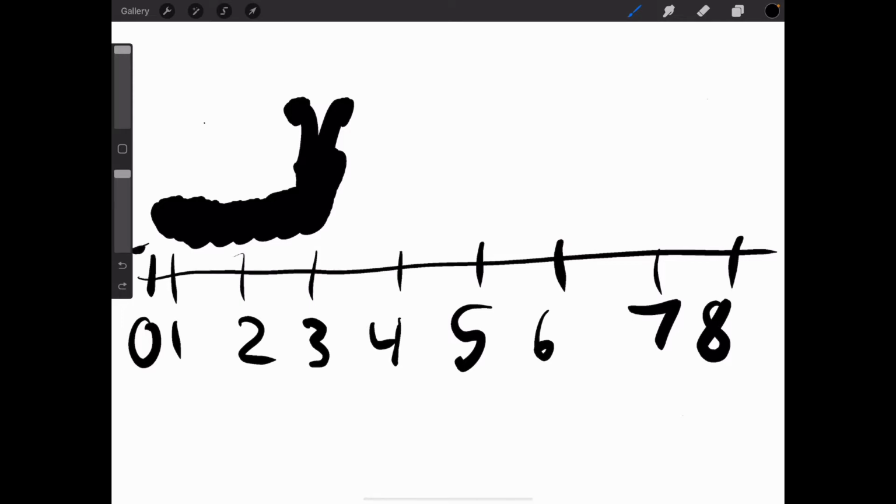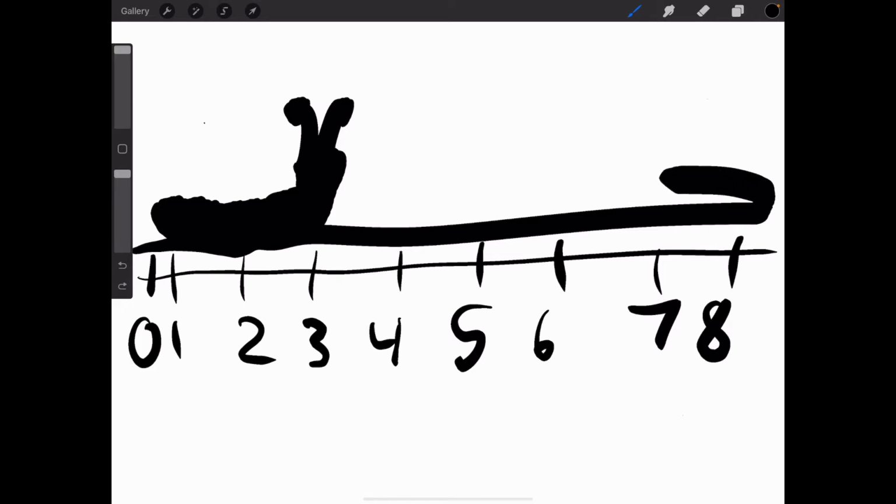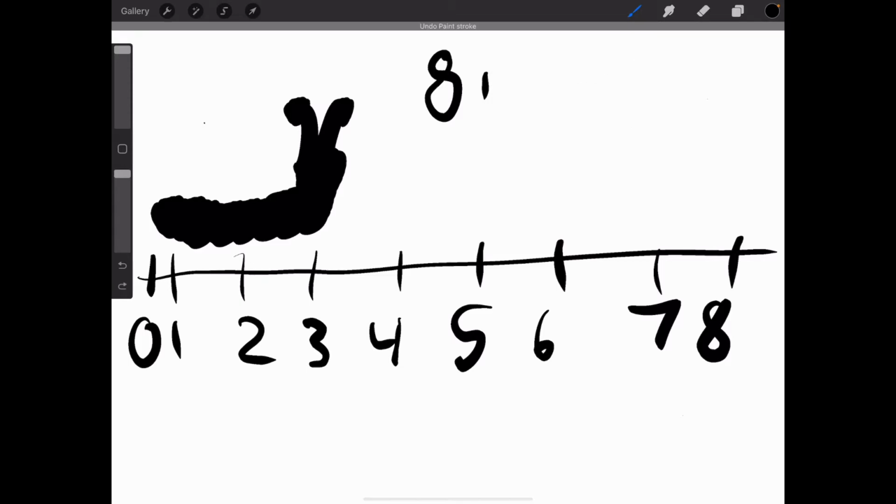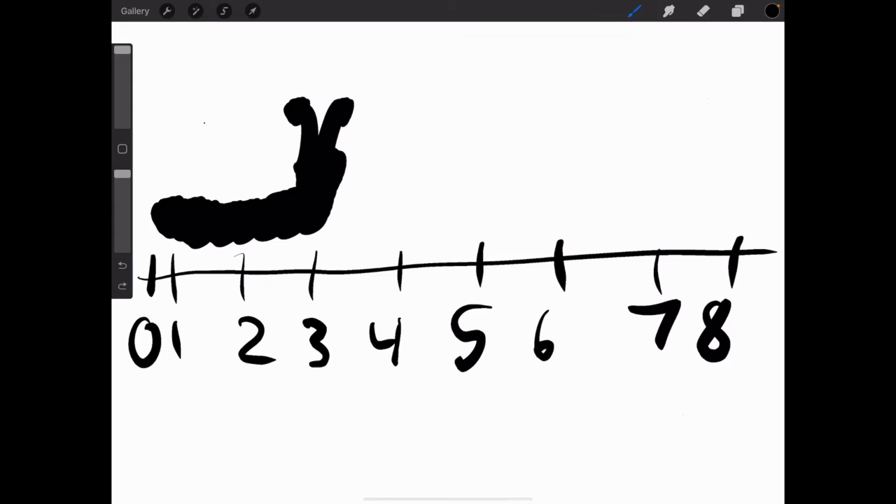But what if he went from 0 to 8 and then came back again to 0? The distance would be 16. He went from 0 to 8, which gives 8. But then he went back from 8 to 0, which also gives another 8. So it gives 16 units. Now we're going to do this related to displacement.